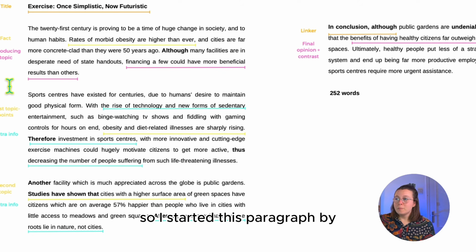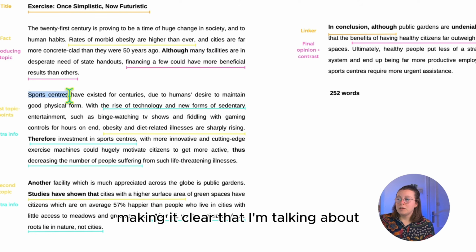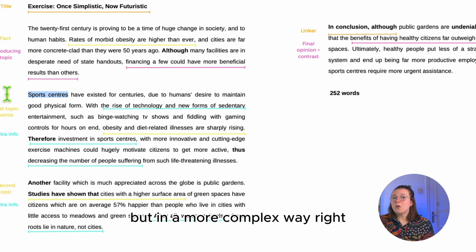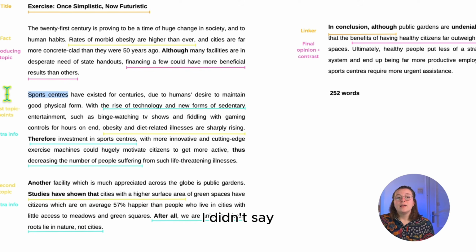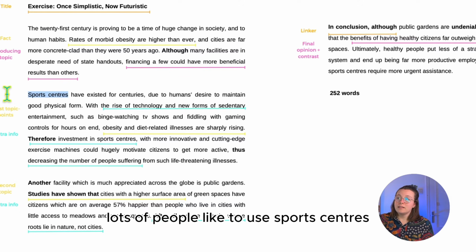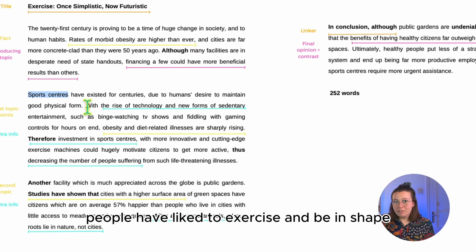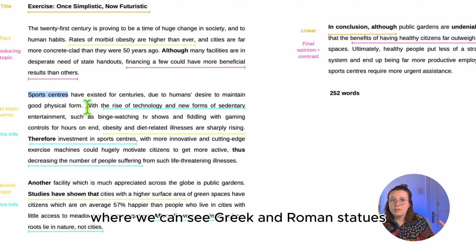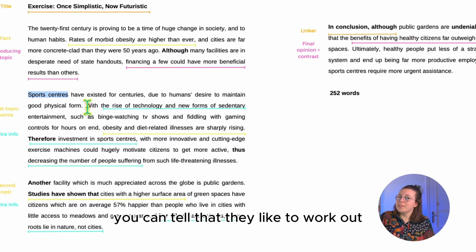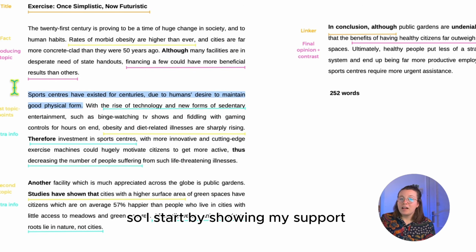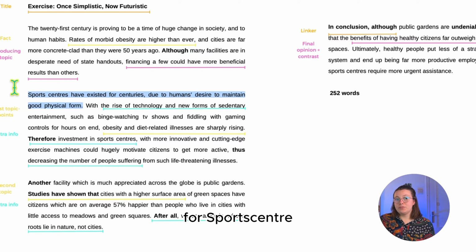So I started this paragraph by making it clear that I'm talking about sports centers, but in a more complex way, right? I didn't say lots of people like to use sports centers, but I've said, well, for a long time in society, in human life, people have liked to exercise and be in shape. If you go to a museum where we can see Greek and Roman statues, you can tell that they like to work out. So I start by showing my support for sports centers.